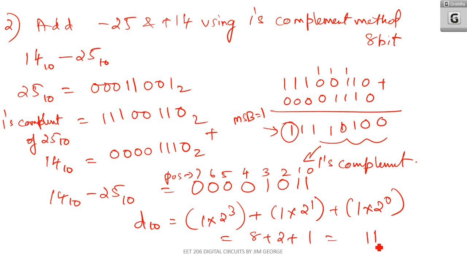That is 11. And since the MSB we found before doing the ones complement is 1, the answer is negative. So the answer is minus 11, that is again to the base 10. So that is how we are adding with ones complement. We will do one more example.